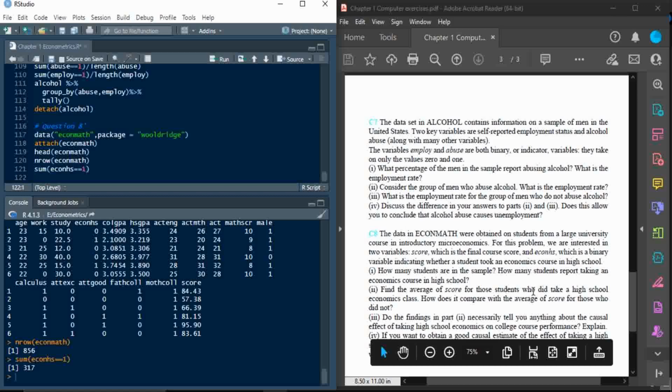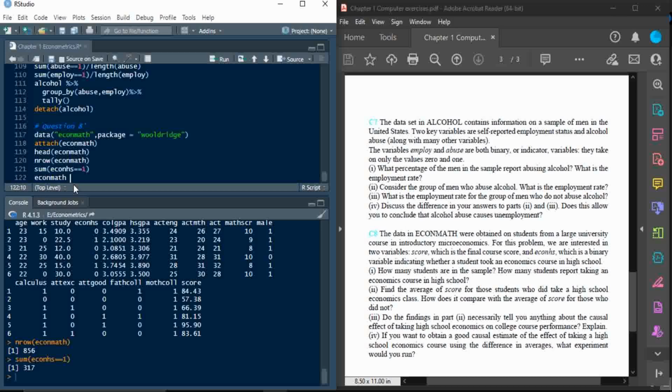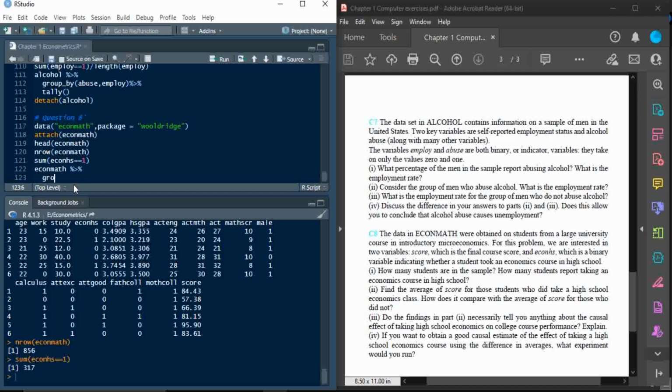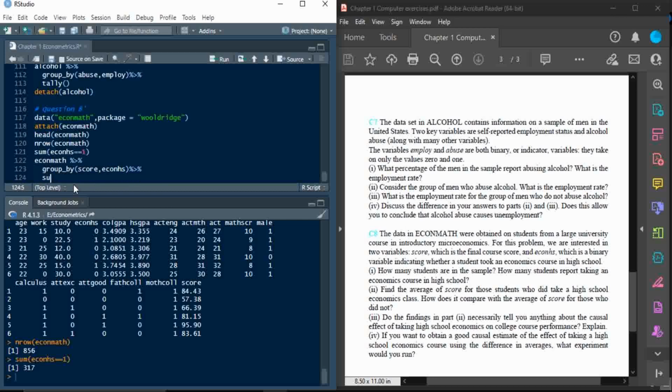Now find the average of score for those students who did take a high school economics class, and how does it compare with the average of score for those who did not. So again, we can utilize the function from dplyr package. We have two variables to group by. First is score and the second one is econ HS, and then use again the pipe operator and then use summarize and name this column as average, and we have to calculate the mean of score, and if it has NA values, then we can add an additional parameter na.rm equals TRUE.